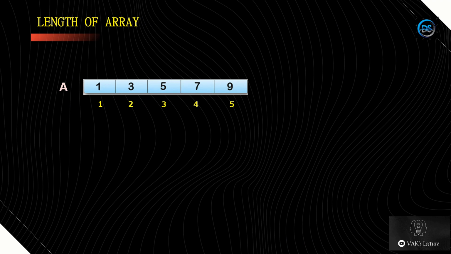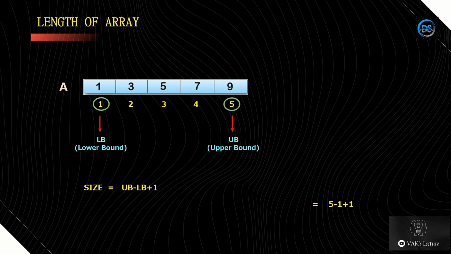Apart from this, if you want to find the length of the array, first of all, the index at which the array starts is called the lower bound and the index of the last element is called the upper bound. So, to find the total number of elements or the size of the array, the formula will be upper bound minus lower bound plus 1. Here, upper bound is 5, lower bound is 1. So, 5 minus 1 plus 1. So, size of A is equal to 5. That means 5 is the length or size of array A.